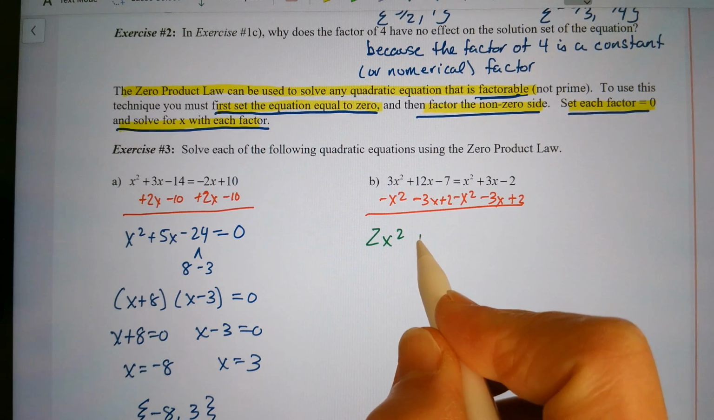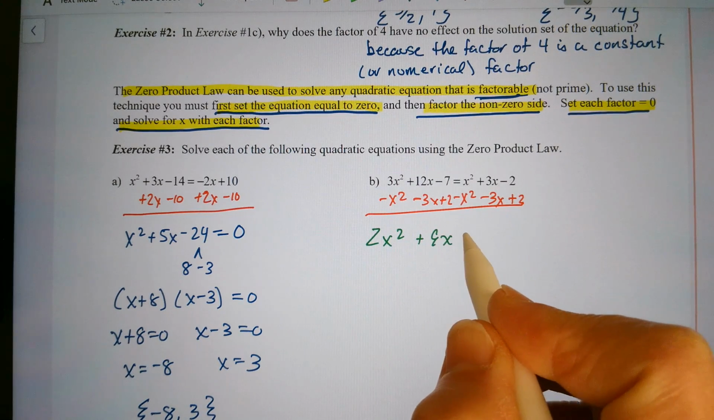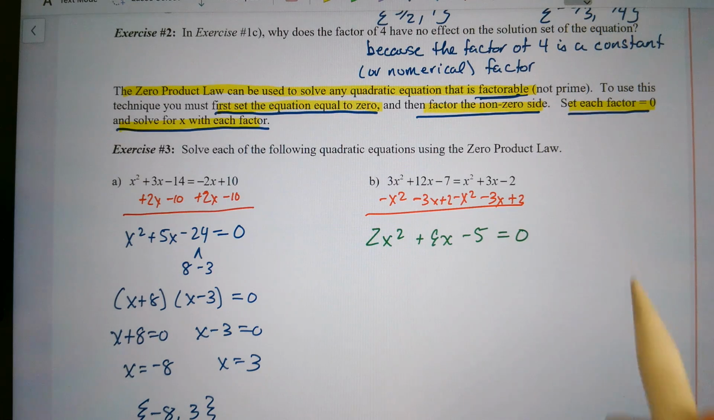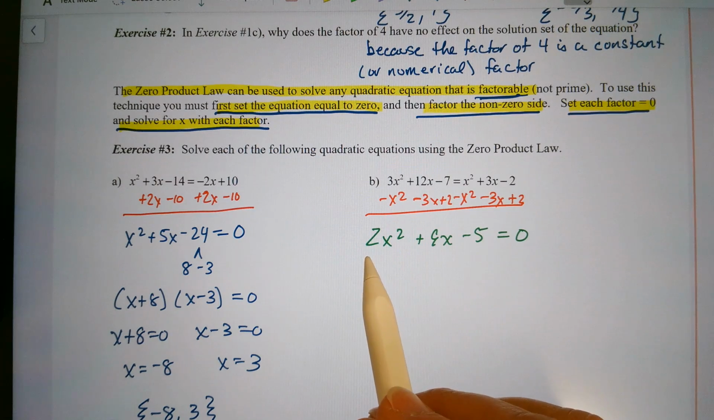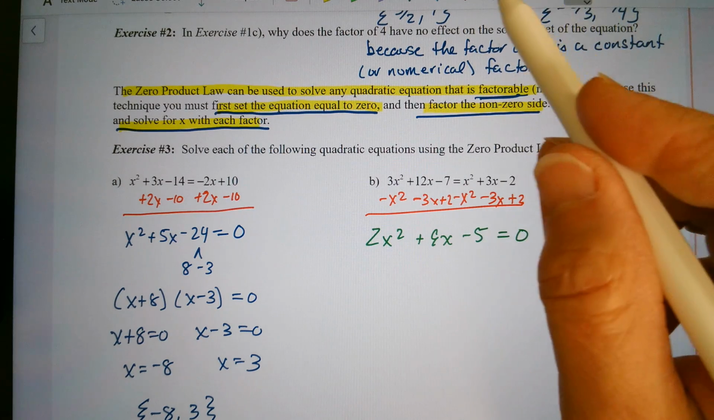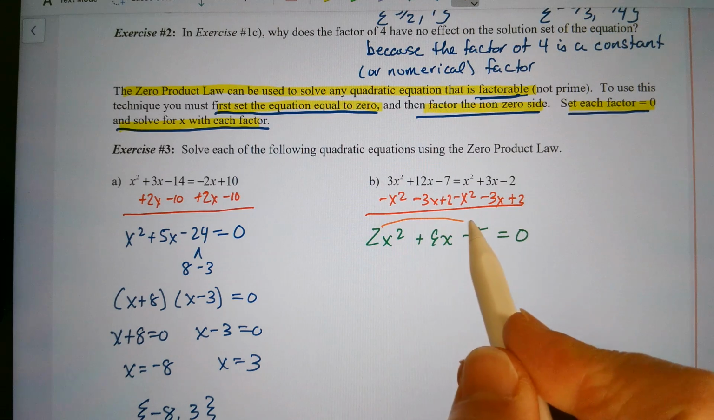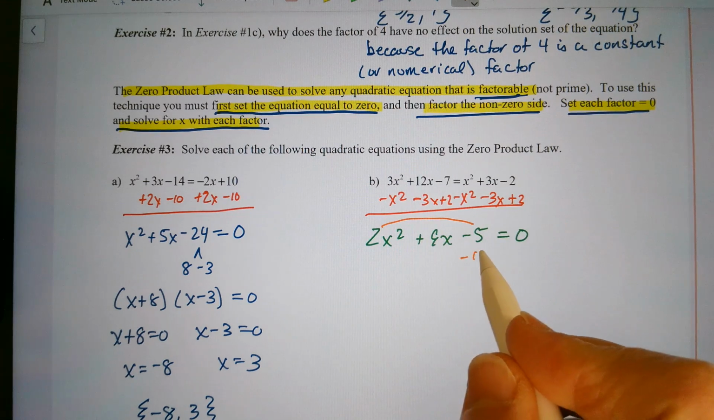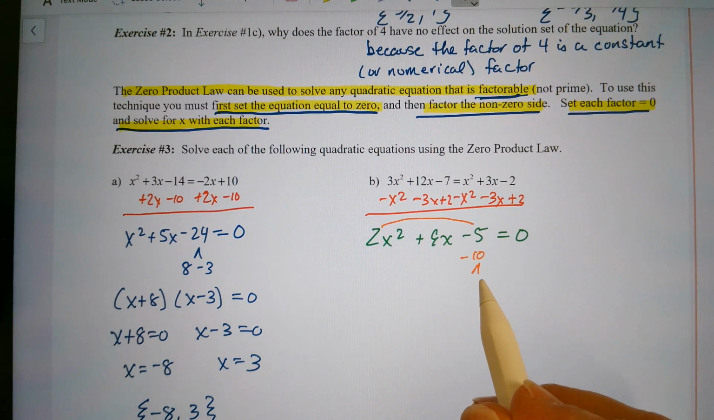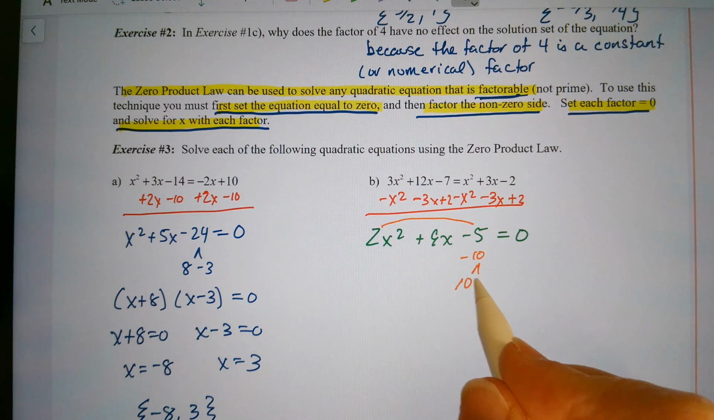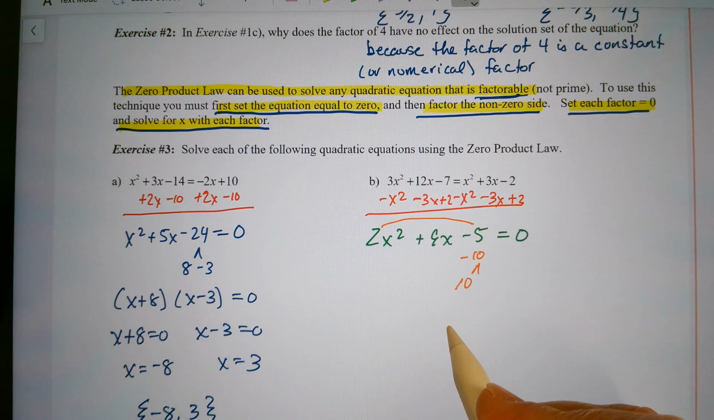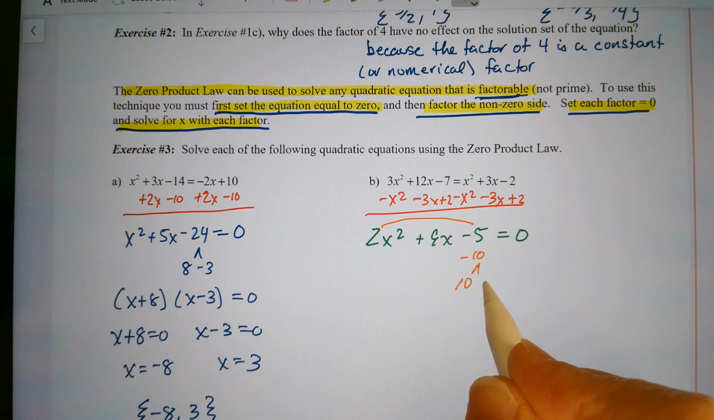2x squared plus 9x minus 5 equals 0. Here we have a trinomial. The leading coefficient is greater than 1, so this is where we do the rainbow. We multiply 2 times negative 5 and get negative 10. Now the factors of negative 10 that sum to 9 are 10 and negative 1.